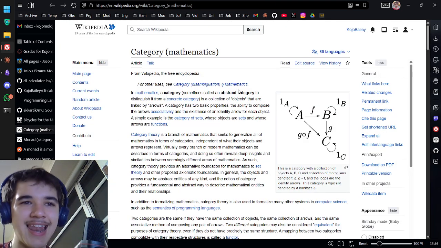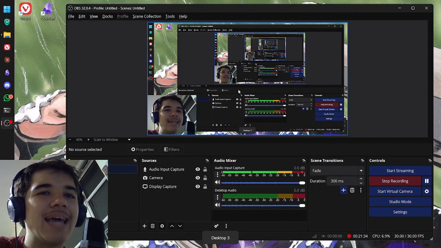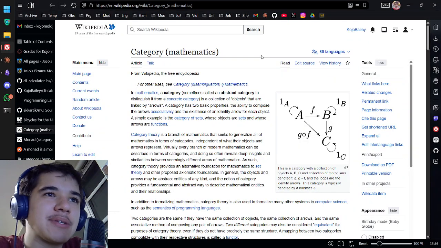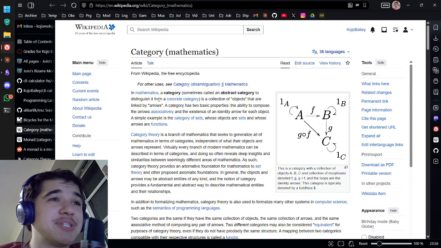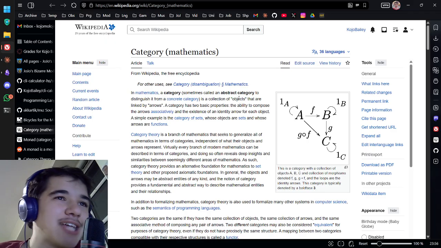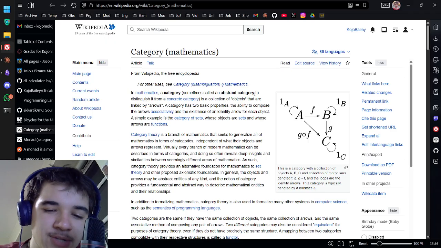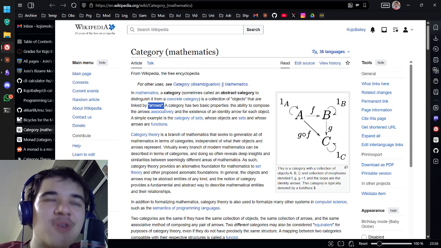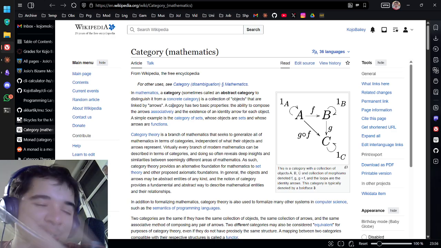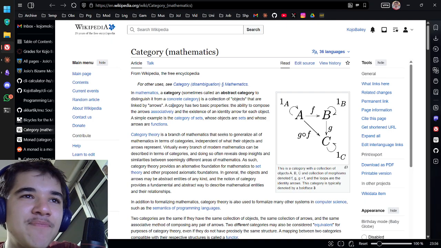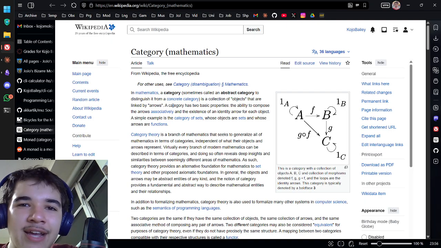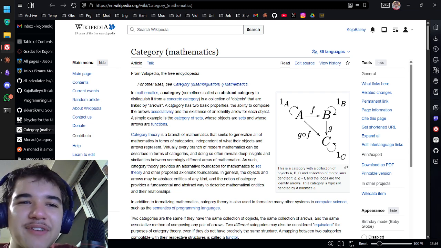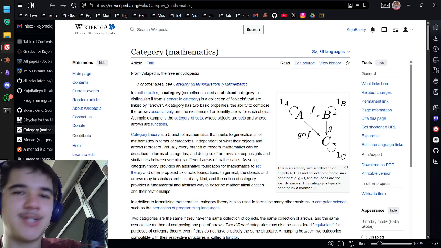Okay, let us begin. So, in mathematics, a category, sometimes called an abstract category to distinguish it from a concrete category, is a collection of objects. Okay, so we have our objects, and the category is a collection of them that are linked by quote unquote arrows. Now, this is just so funny to me because if you really break it down, it feels like category theory is just such a simple thing, which is why you get phrases like a monad is a monoid in the category of endofunctors.